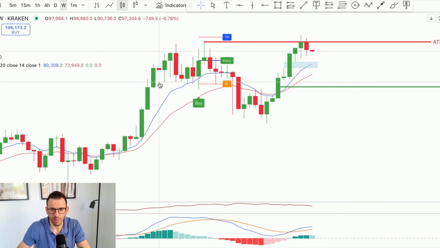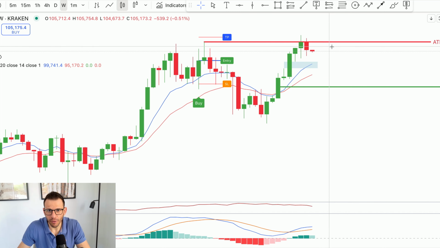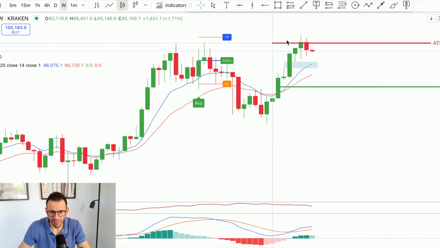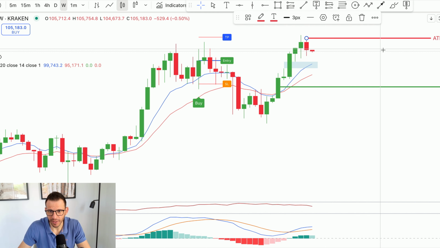On the weekly chart, the price remains as an inside candle, as you see here. Therefore, we expect the price now to move downwards and to interact with this fair value area around $100,000. On the other hand, if the price creates a bullish momentum and it moves above the previous week's high around $110,800, we do expect to see a new all-time high.